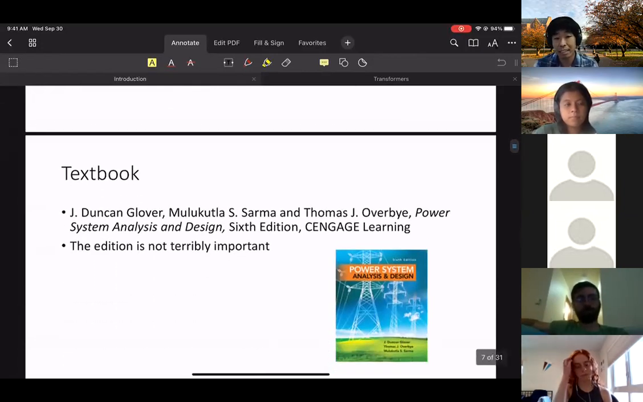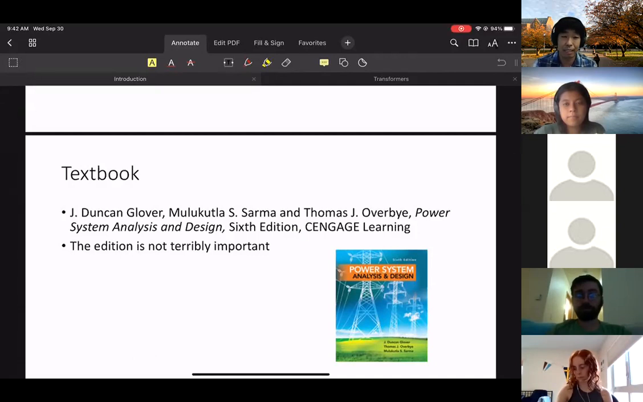Okay, so we'll have one textbook, and this is a so-called required textbook because we'll be drawing heavily from it. Most of the examples you'll be using in this class are found in this textbook. The edition is not terribly important. The newest edition is the 6th edition, but if somehow you manage to get an older edition, you can use that. I do assume you have access to this textbook one way or the other.